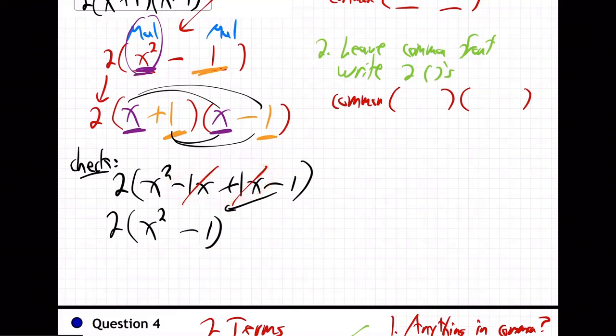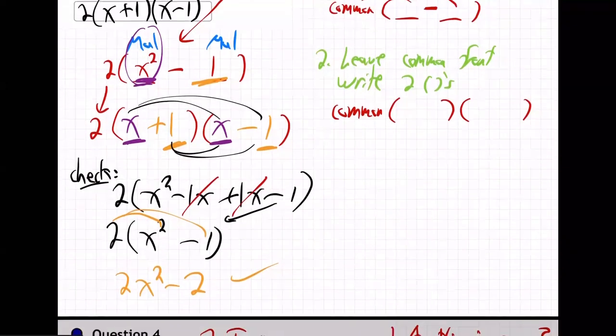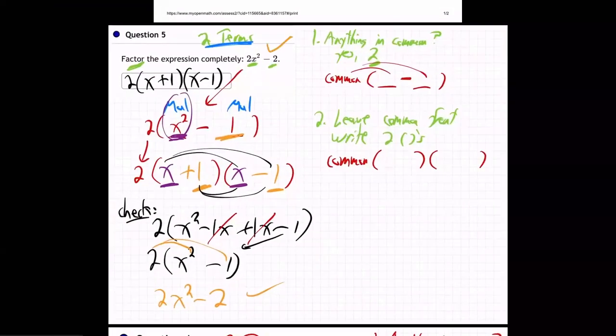Okay, now it's the 2's turn to go in from the outside. So this 2 is going to go boom, boom. You get 2x squared minus 2. Check. That's exactly how it started. Check right there. See, it went all the way back, proving that this really is the right answer. This really does multiply out to go back to this.